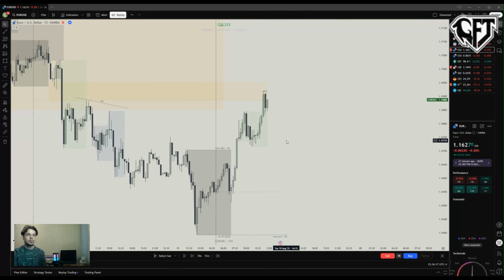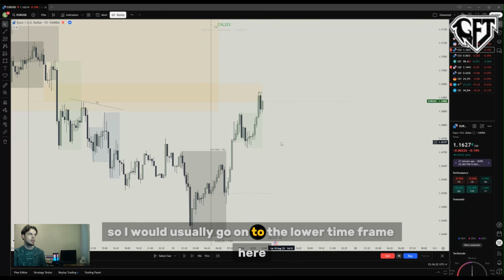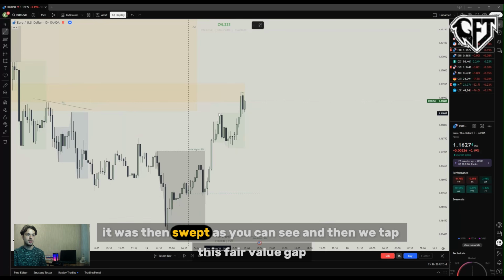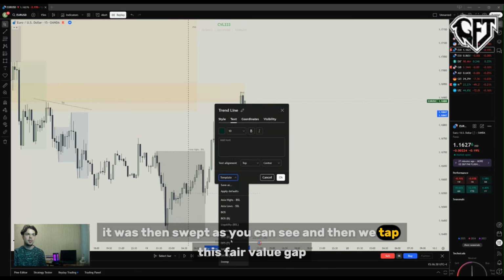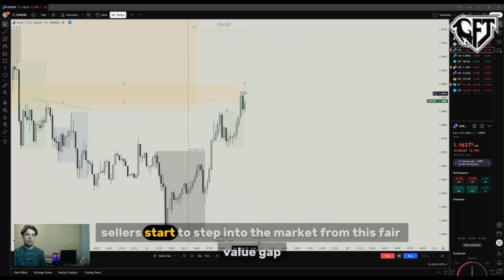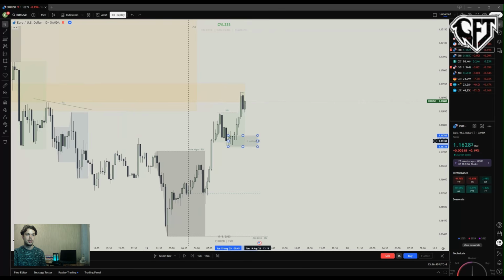So on the 15-minute, all I want to basically see here is that sellers start to commit to this market. And I can't really see much going on on the 15-minute here, so I would usually go on to the lower time frame here. But what I can see is that we do have this higher high which was formed. It was then swept, as you can see, and then we tap this fair value gap. So what I would basically like to see is sellers start to step into the market from this fair value gap, and I'd like to see this demand zone fail before considering my short entry.